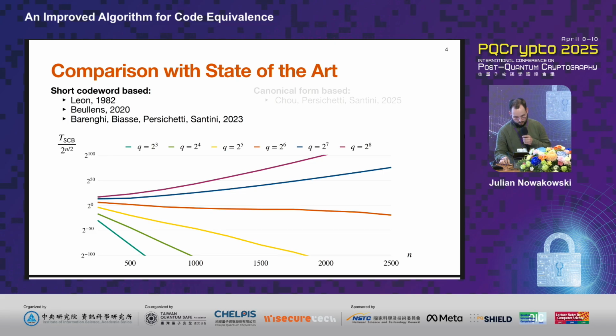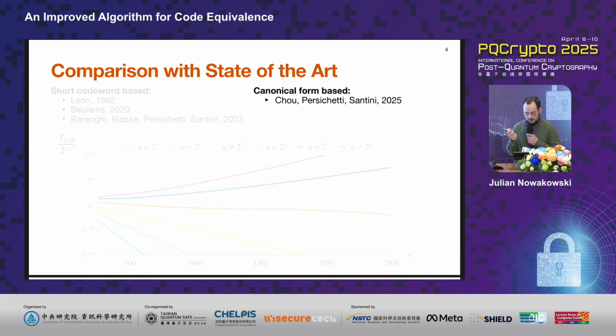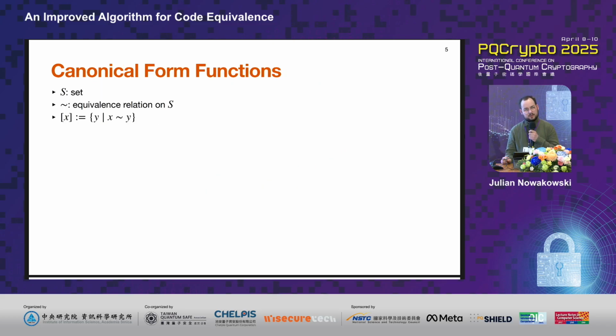Okay, so what you probably should just keep in mind from this picture is if q is large enough, then we are going to be exponentially faster than the short code words-based algorithms. Okay, now let's move on to the canonical form-based algorithms. And for that, let me give you some more background.